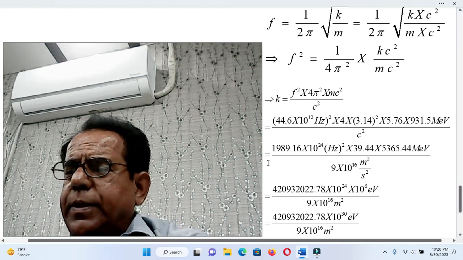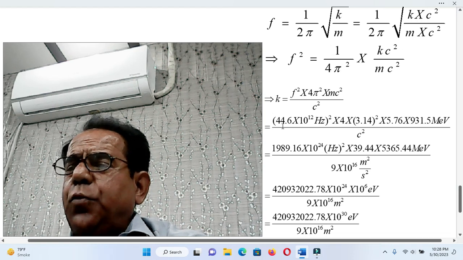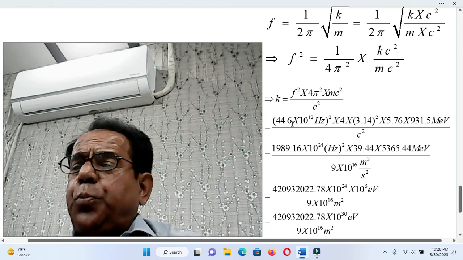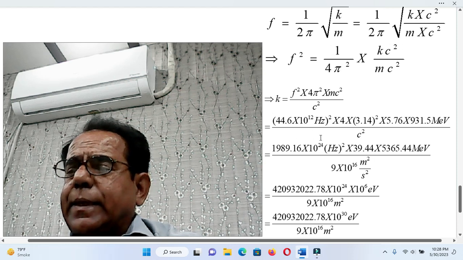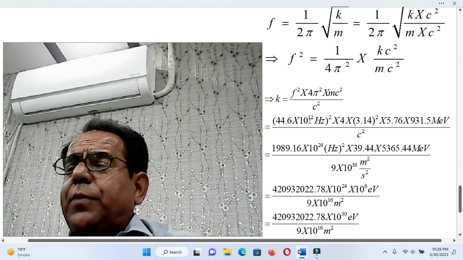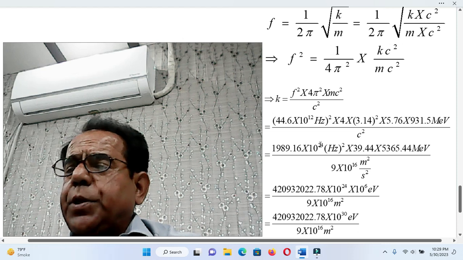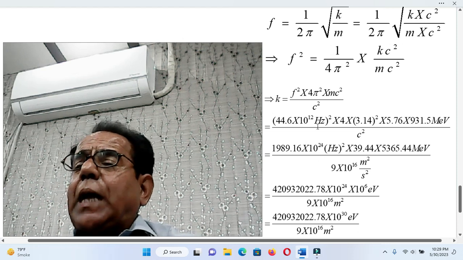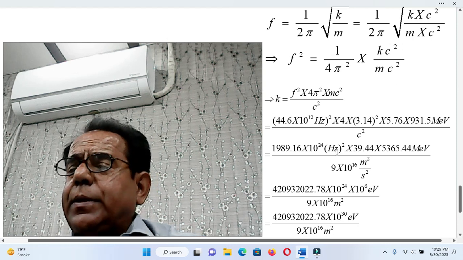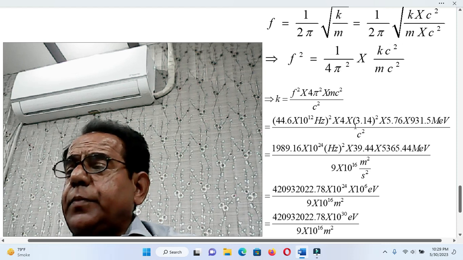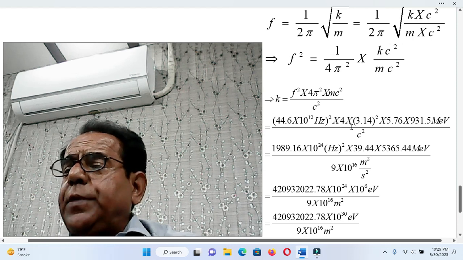So this is the matter with the 44.6 into 10 raised to the power 12 hertz square. Okay, 44.6 square has taken this form 1989.16, and 10 raised to the power 12 after being squared has become equal to 10 raised to the power 24, and hertz after having been squared becomes hertz square into, what is this? We have multiplied 4 with the square of this.